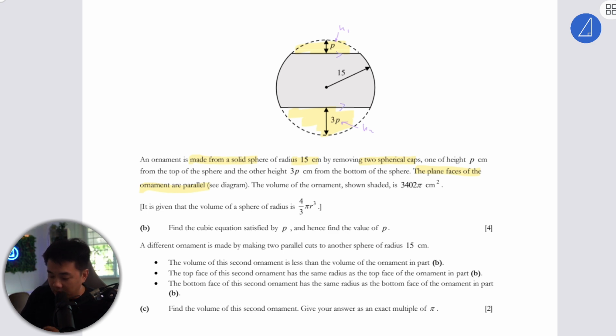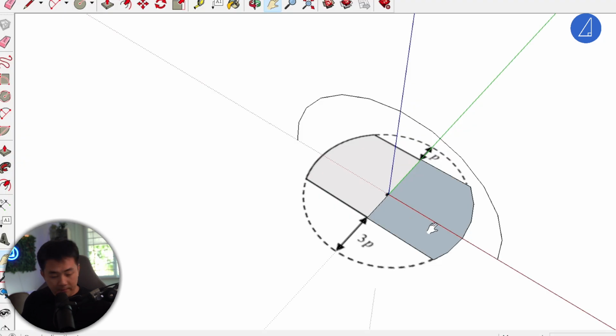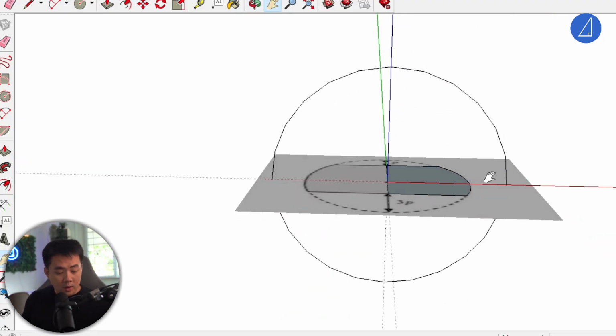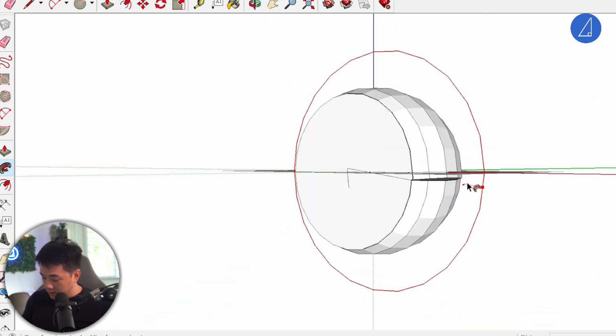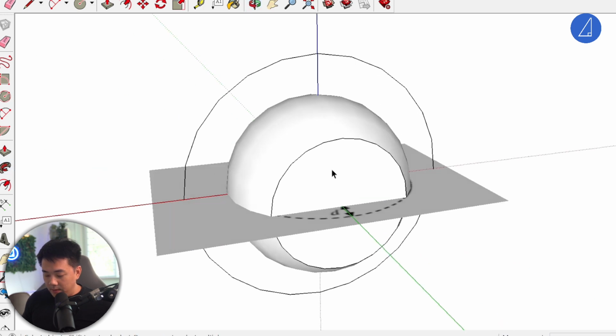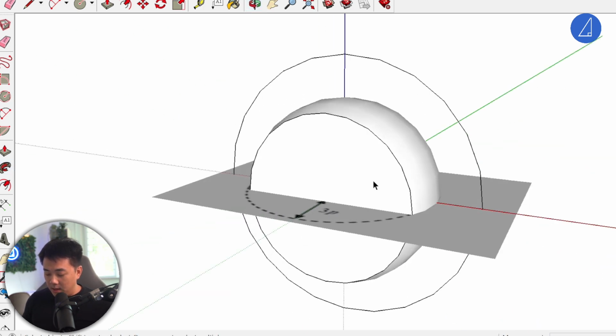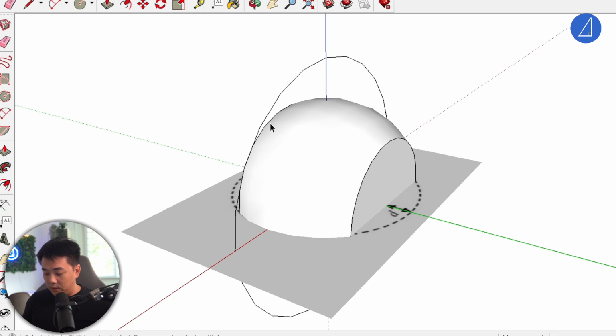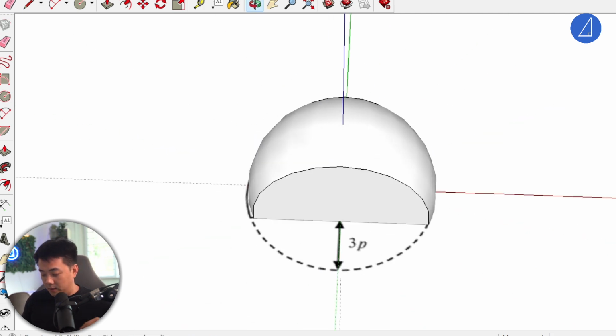Okay, what does it mean to be the plane faces? Because this ornament will look something like that, right? So if I were to revolve around the center, it looks something like that. Then what it means is this face and this face are parallel to each other. These are the two plane faces of the ornament, right?